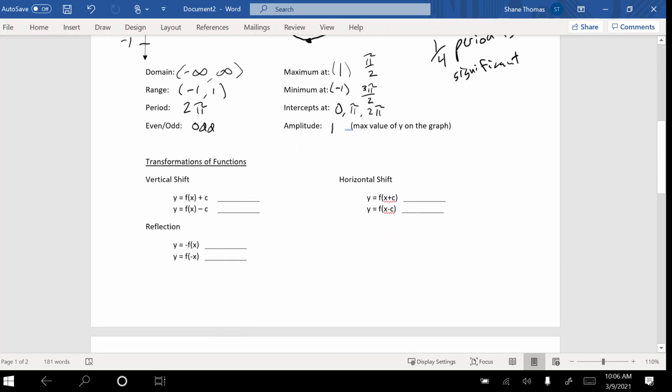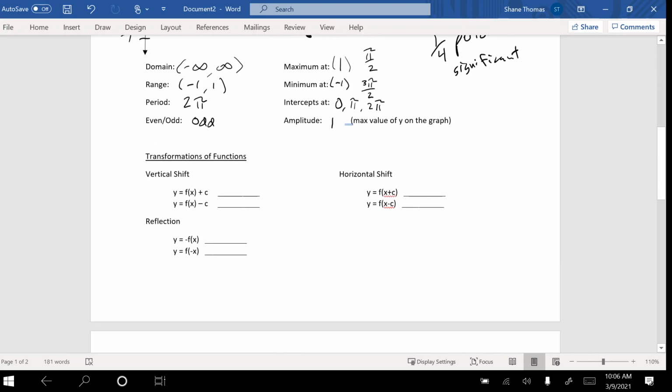So first one, transformation, so vertical shift. If you just add a number onto the end of the function, so y equals the function sine of x plus c. What happens when you add something to the end? Does it shift it up or down? Up. Okay? This shifts up. If you subtract, what does it do? Takes it down. Nothing changed there.